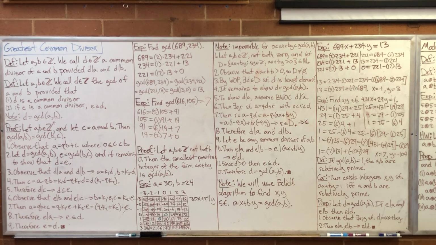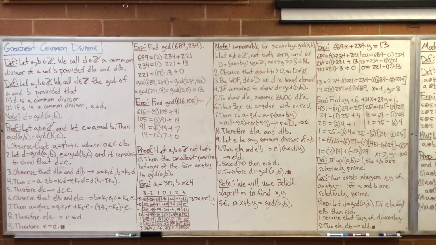And one more quick proof. Let D be the GCD of A and B. If E divides A and E divides B, then E divides D. So D is the greatest common divisor of both those things. If E is also a common divisor of both those things, then E divides the greatest common divisor.